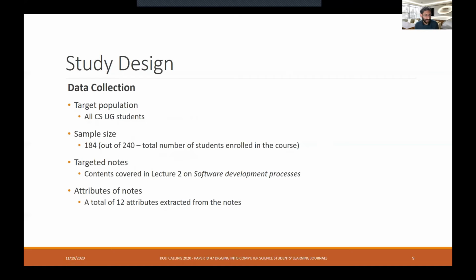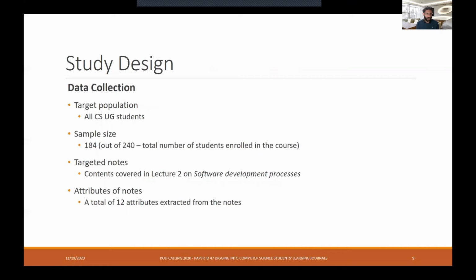For the data collection, out of the 240 journals, 184 was the final count that we ended up with. In fact, we didn't get the 240 journals. We received only 189 journals, out of which there were some journals which didn't have content on the lecture that was targeted for this specific extraction iteration. So for this specific first study, we targeted lecture 2 that was based on software development processes. So the journals that didn't contain notes on this specific lecture were omitted.